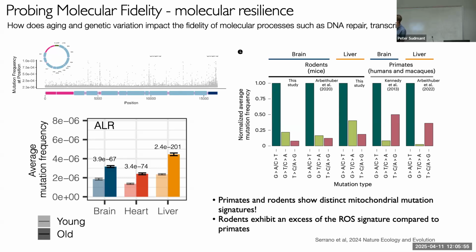But this is completely different from what you see in humans and in macaques. Primates do not have this oxidative damage signature. That's really interesting. As you're getting older, your DNA is getting damaged, but it's getting damaged in different ways for different clades. So why is that? It could be because there's just more oxidative damage in primates. Could be that there's better oxidative damage repair in primates. Could be that there's better cleaning up of things in primates.